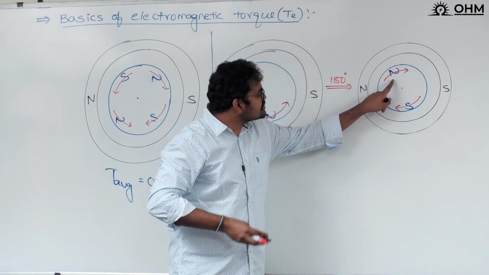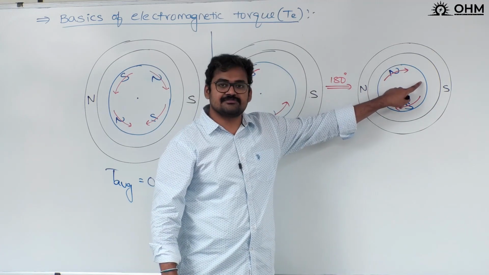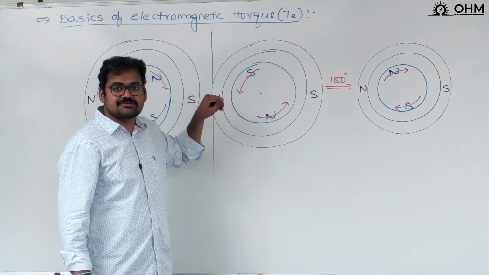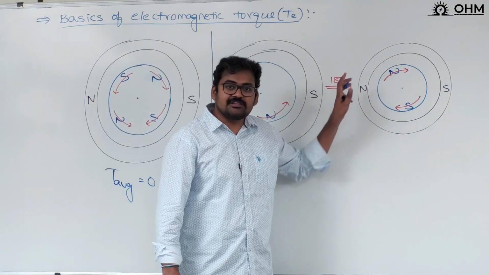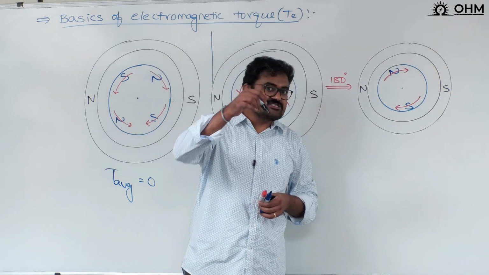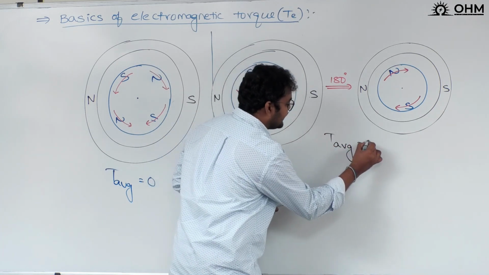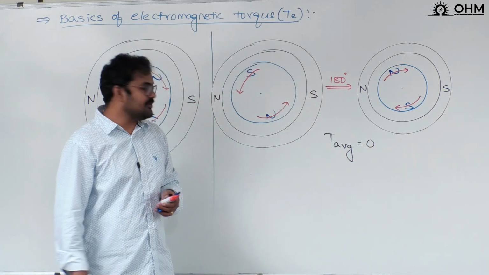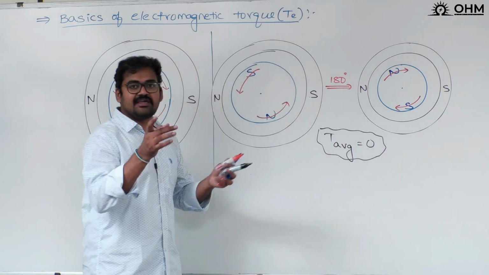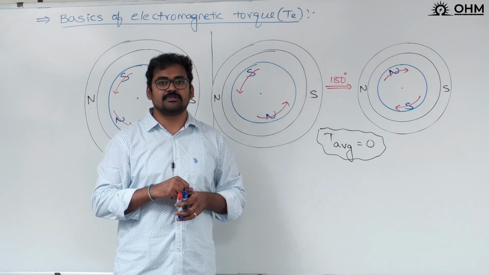Now tell me, what is the direction of force experienced by the rotor? Is it anti-clockwise direction or clockwise? Clockwise. So for the first half cycle, the force is in anti-clockwise direction. For the next half cycle, the force is in clockwise direction. Therefore, what happens to the average force or average torque acting on the rotor? Once again, the average torque acting on the rotor becomes 0. Why? Because for one half cycle clockwise, for another half cycle anti-clockwise, both will cancel each other. Average torque becomes 0. Therefore, the rotor cannot rotate.